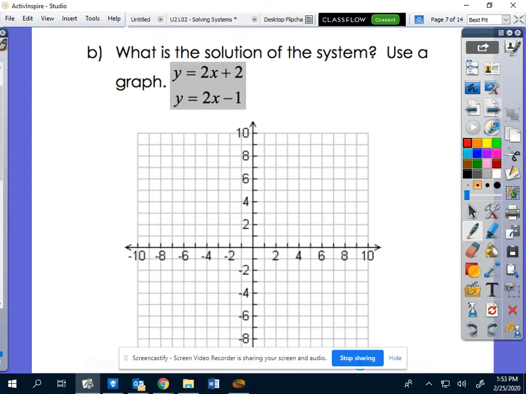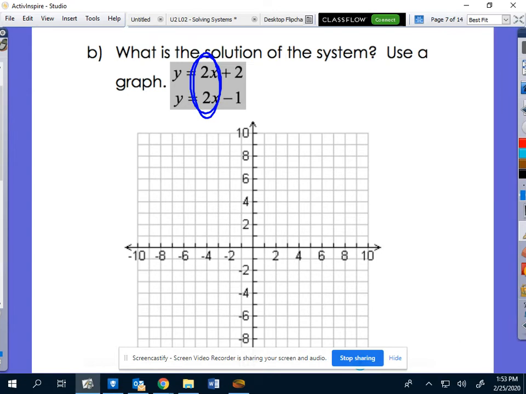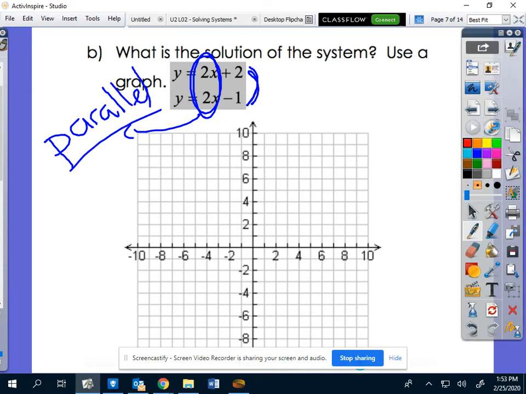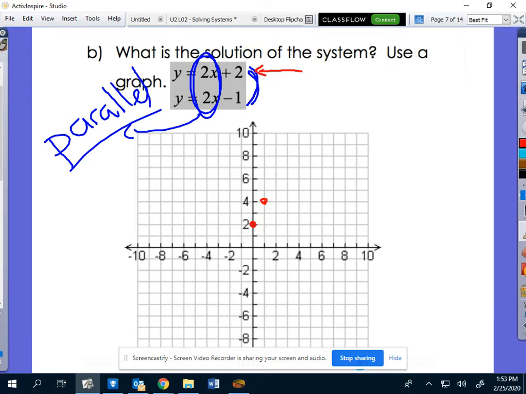Example B. So you should start to notice already that your slopes are the same. And if you remember back to Unit 1, that meant if your slopes are the same and your y-intercepts are different, you should already be thinking parallel, right? But let's confirm our guess here and see if we're right. We'll start out, this one will be red, so I'm going to start at positive 2, up 2 over 1, up 2 over 1, so on and so forth. So my line looks something like that.